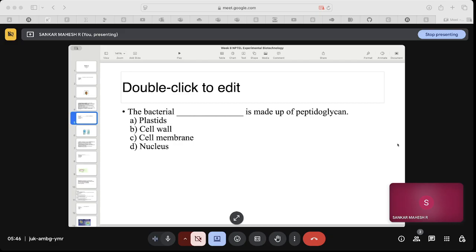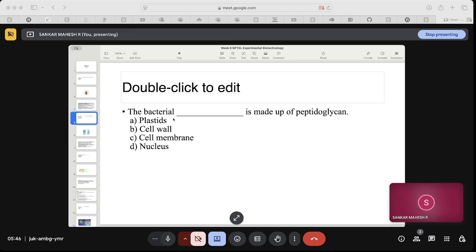Okay, from the name itself, we need to know that this has components of both peptide and glycan, peptidoglycan. So we'll first eliminate the wrong options. Bacteria doesn't have a nucleus, so nucleus can be eliminated. And plastids are specifically present in plant cells, so that's also eliminated. Now it comes to cell wall and the cell membrane. Cell membrane is made up of a bilipid layer, not peptidoglycan.